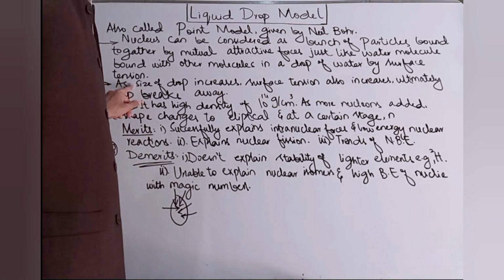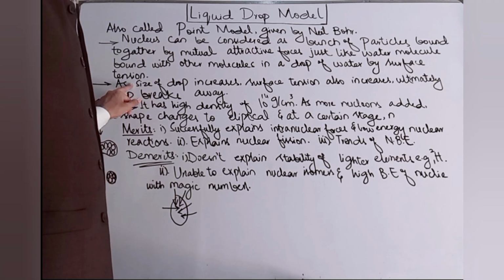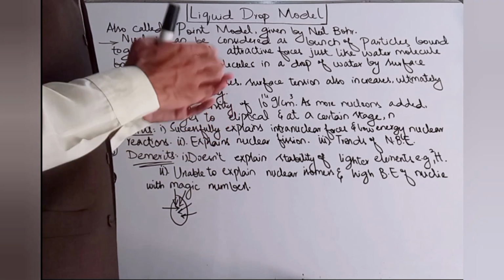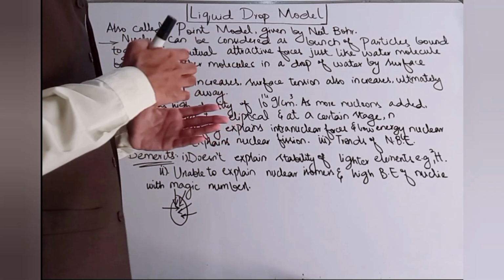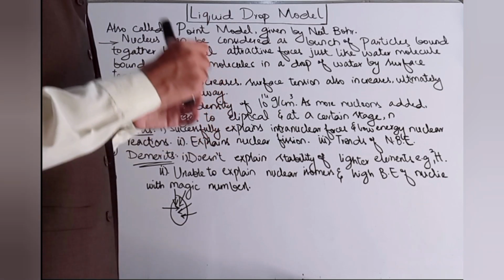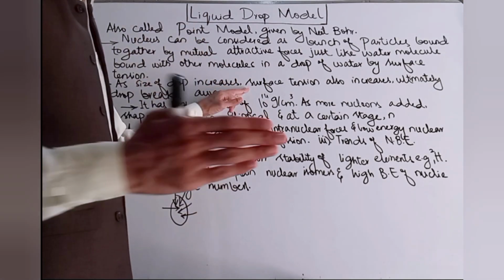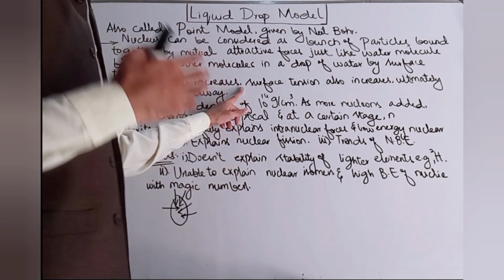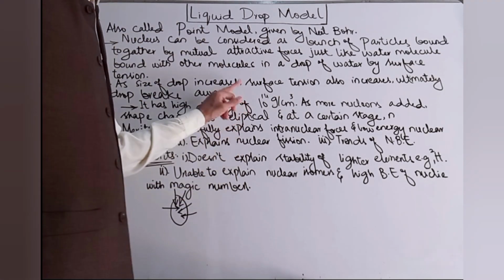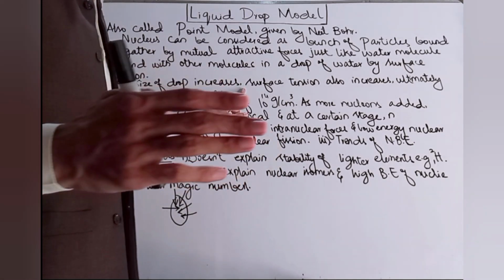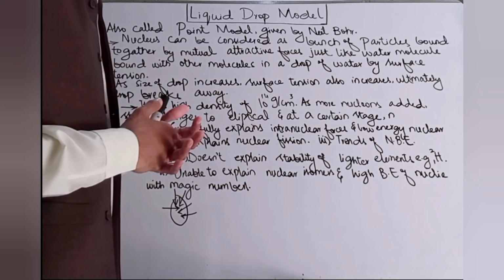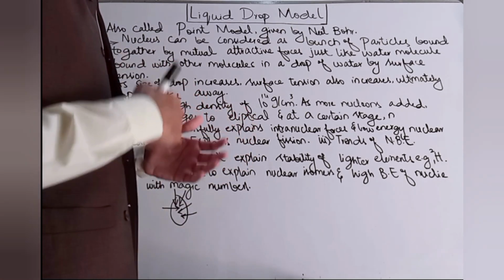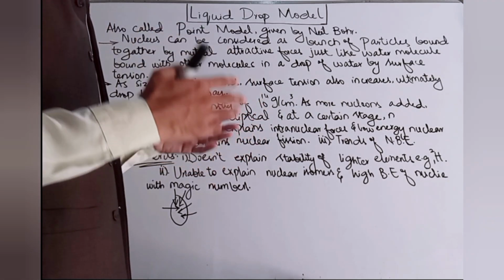As the size of the drop increases, surface tension also increases. Ultimately, the drop breaks away. As we experience, when the size of a drop of water increases, after a certain size, the drop breaks away from the point from where it is emerging. So why is the drop falling down? Because the cohesive forces become so large in magnitude that the drop breaks away from the point and falls down. It is experienced that very heavy nuclei are unstable and they spontaneously disintegrate into a large number of particles.